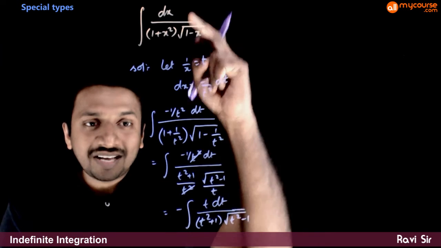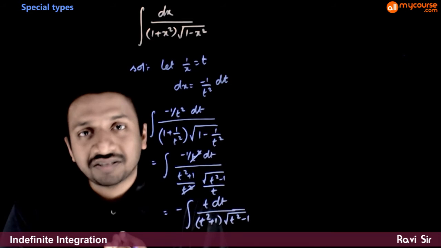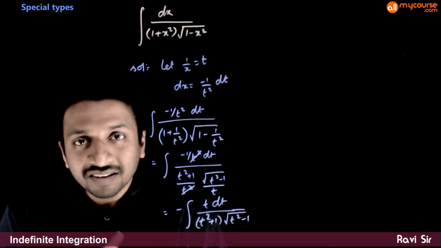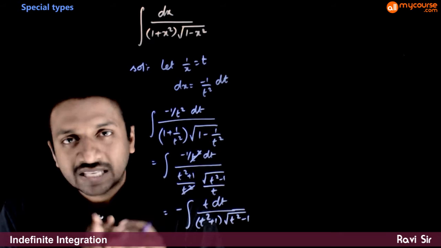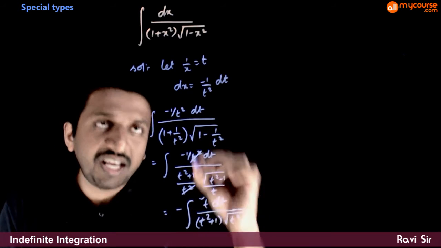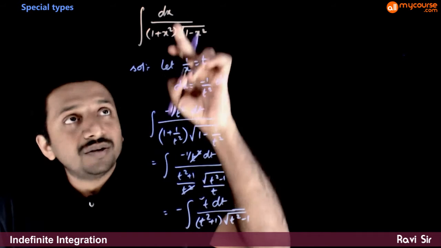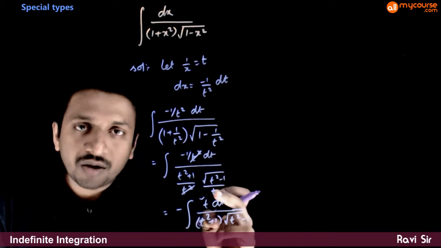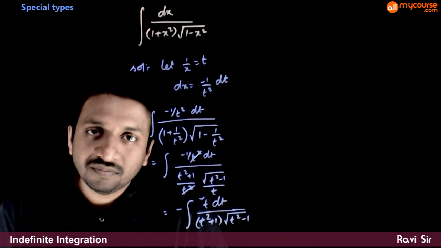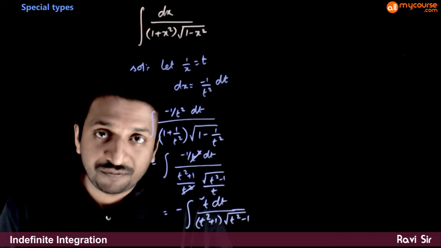So this integration has just got transformed into this integration. What is the advantage that you got? The advantage that you have got is you got a t in the numerator. So initially you don't have an x in the numerator, now you have a t in the numerator. So how do we proceed forward?